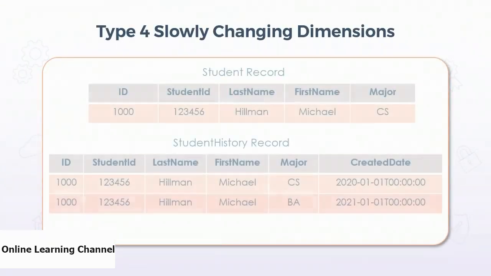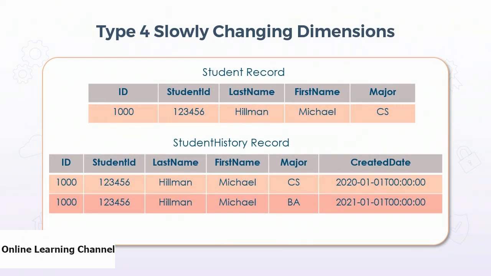With type 4, there are two tables: a student table, which holds the currently active records, and the student history table, which holds the historical records. In this case, when a new student is added, a record is added to the student table. Then, when the record is changed, a copy of the existing student record is copied to the student history table, and a created date is added. Then the student record is updated. In this way, all history of the slowly changing dimensions is maintained in the student history table.